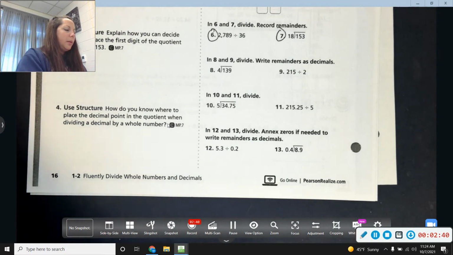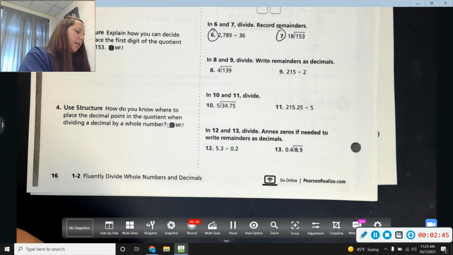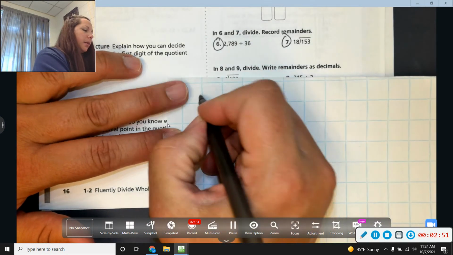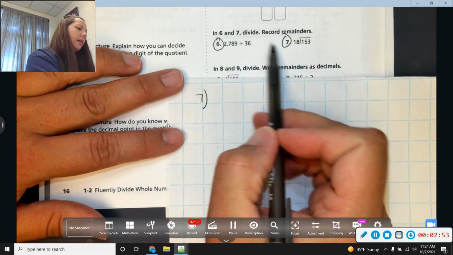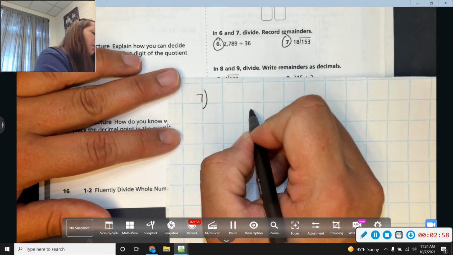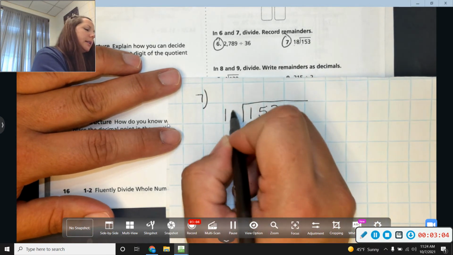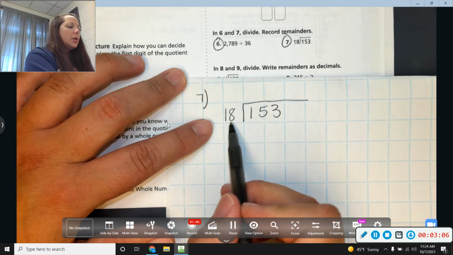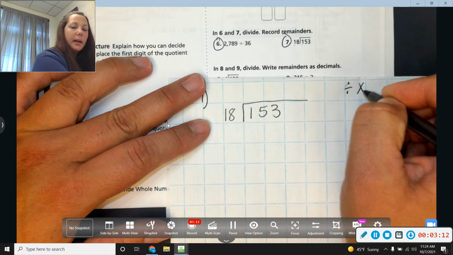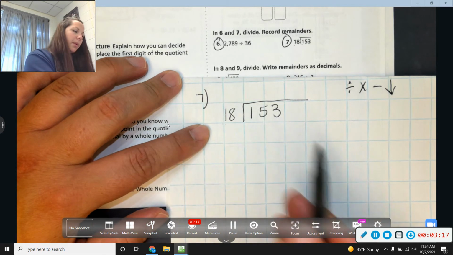So now I'm going to do number 7 with you. I'm going to fold my paper a little bit, though, so that all you see is number 7, so the other stuff isn't as distracting. Okay? So number 7 will be 153 divided by 18. So 1, 5, 3, make your division symbol, and 18 goes out front. Okay? So I know my steps are to divide, multiply, subtract, and then bring down.